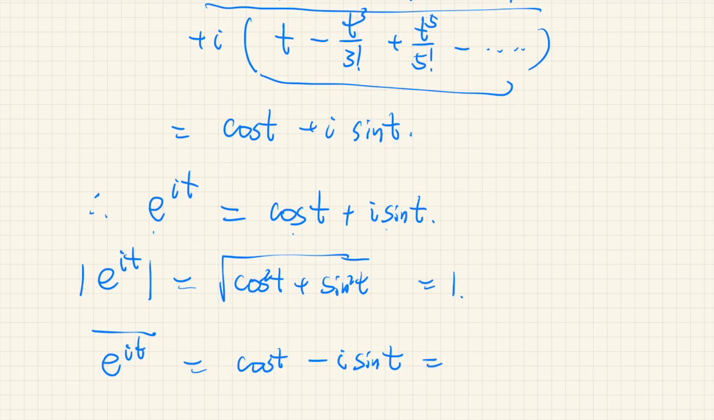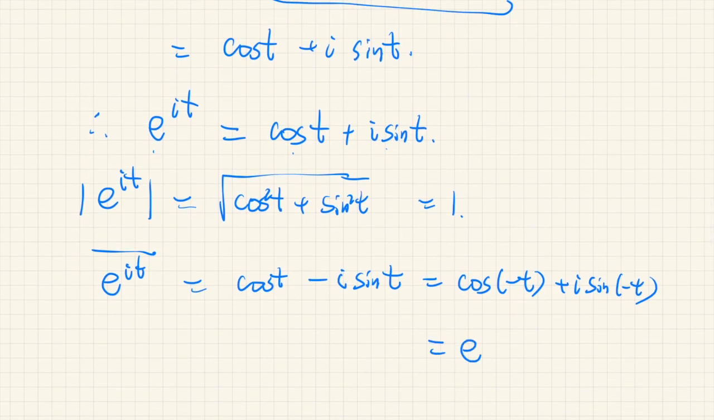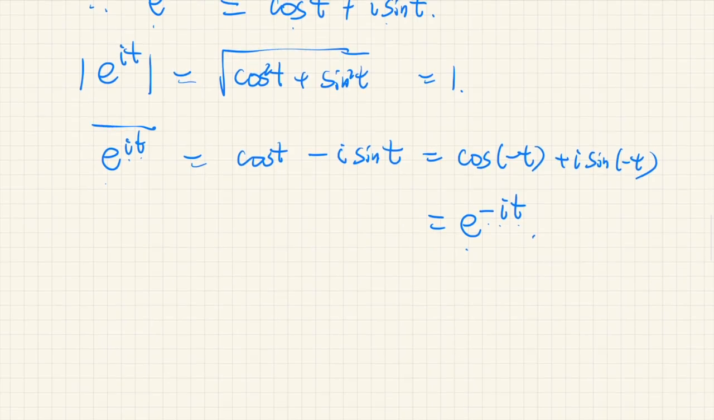And of course, cosine is an even function, so cosine t is equal to cosine negative t, and sine is an odd function, so negative sine t is sine negative t. So this is equal to exponential of negative i t. So the complex conjugate of e to the power of i t is e to the power of negative i t. Next, we see this exponential function with imaginary exponent inherits all the properties of the usual exponential function with the real exponent.